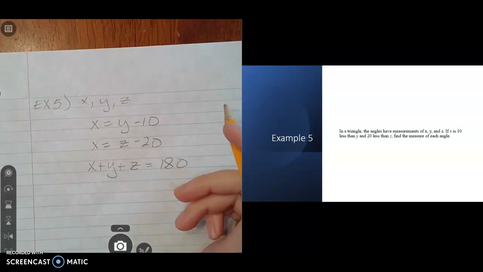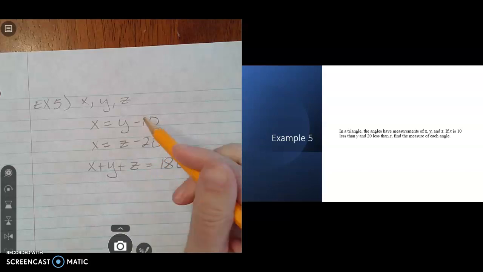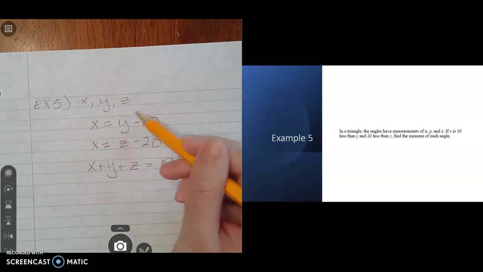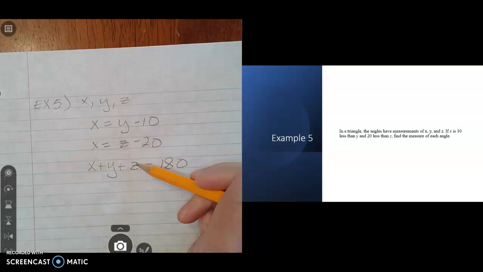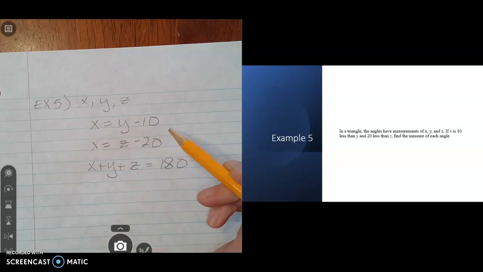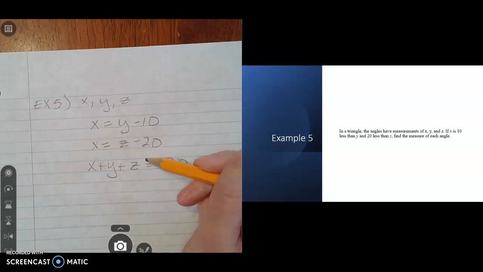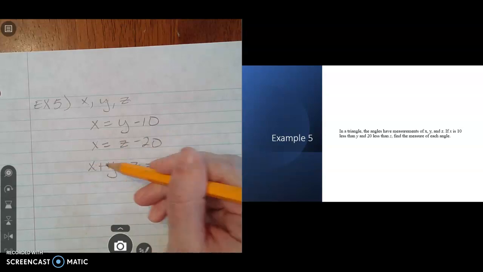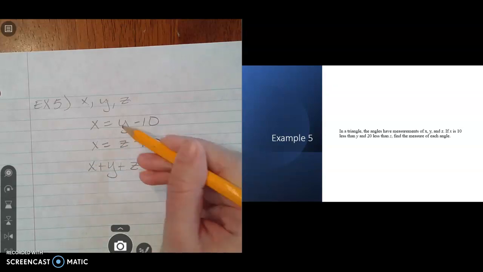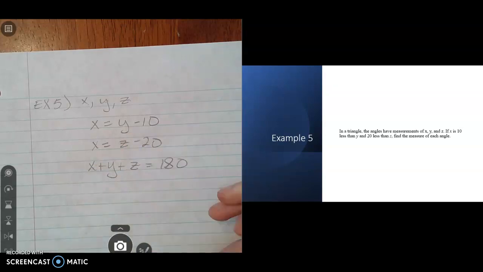Okay? To me, the setup looks great for substitution. But the thing is, if I substitute y minus 10 in for x, I have two variables still, and it's not even the same two variables that's in my second equation. If I substitute a z minus 20 in for x, well then I would have y's and z's, which isn't the same as my first equation.